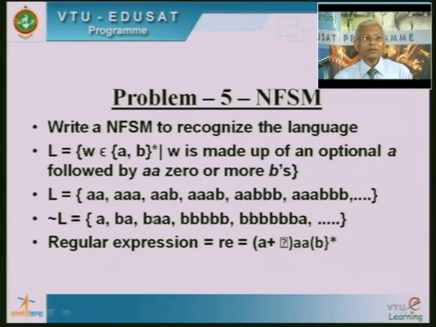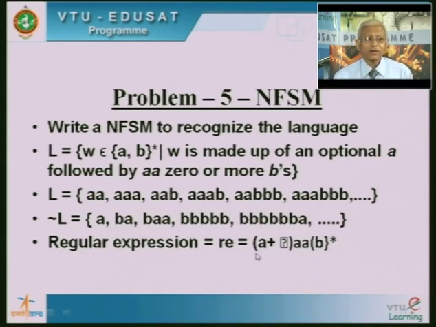Now, what is not to be recognized? A single A is not recognized. The first A is optional, two A's are a must, and B is optional. So, it cannot start with a B. B's are permissible, but provided at least two A's precede them, then only B's are permitted. All these are to be handled. So, how to write an expression for that?